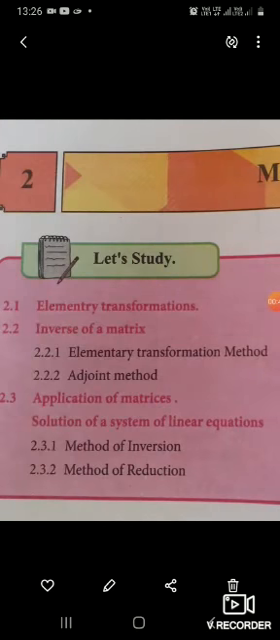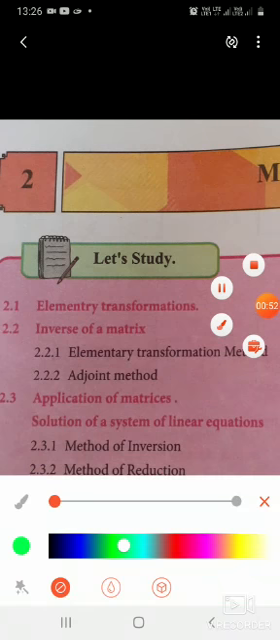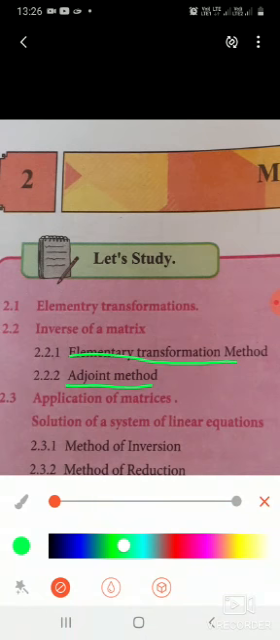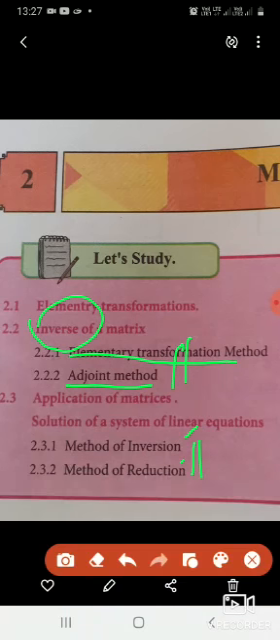To find the inverse of the matrix, there are two methods: one is the elementary transformation method, another one is the adjoint method. These two concepts are used to find the inverse, and there are two more concepts in the application, the inversion method and the reduction method, which are used to solve equations. To solve equations we should know how to find the inverse of the matrix. So today, first I am going to explain the adjoint method.